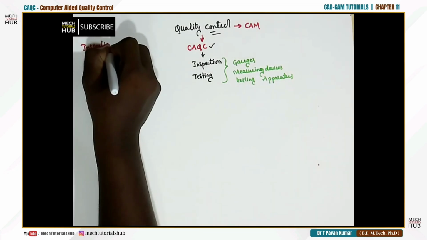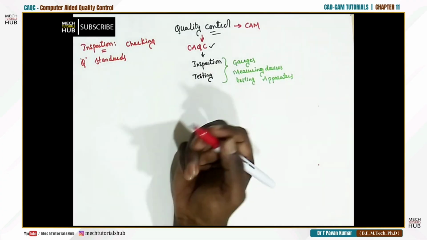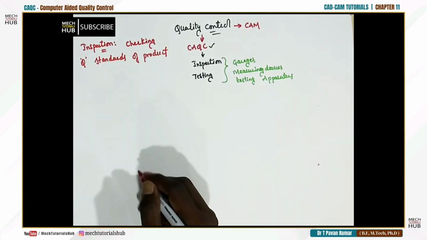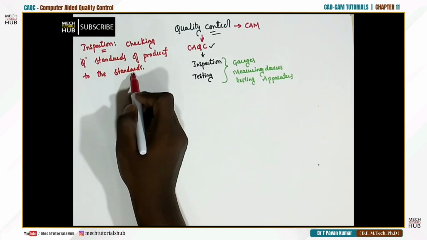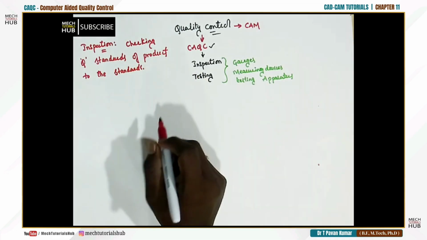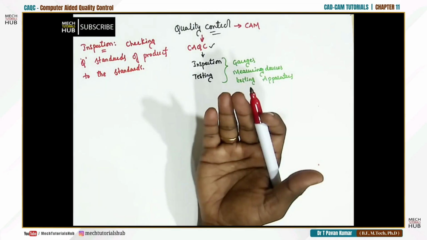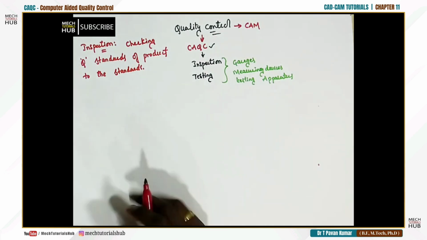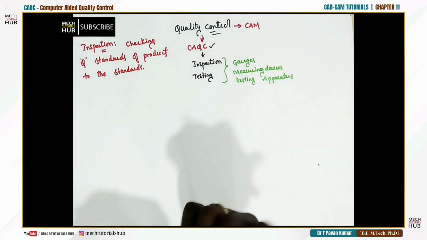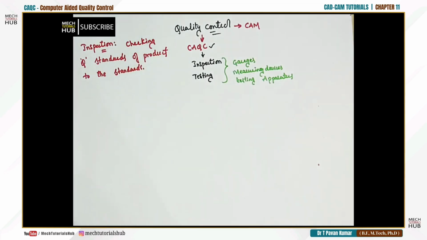Inspection is nothing but checking the quality standards of a part or a product against the standards. These standards are set by the firm. They will have some standards where we need to satisfy the customer or reach the level of quality. Each and every product has to reach that particular level. We need to check that particular part against the laid down company standards.